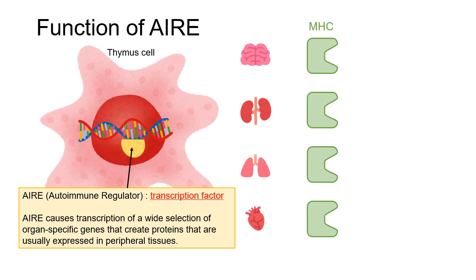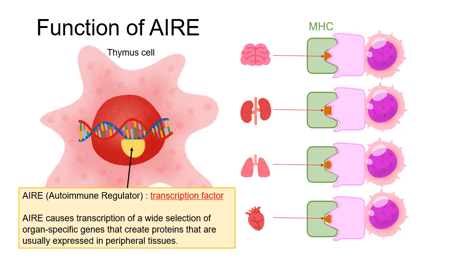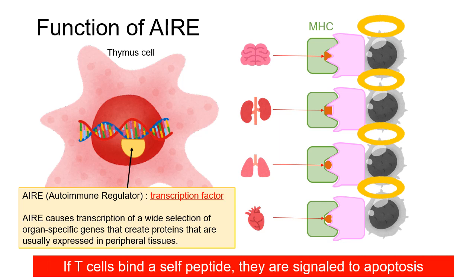In the body, various proteins are expressed in various organs. AIRE is a transcription factor. It causes transcription of a wide selection of organ-specific genes that create proteins that are usually expressed in peripheral tissues. If T cells bind a self-peptide, they are signaled to undergo apoptosis. AIRE can eliminate T cells that attack themselves.